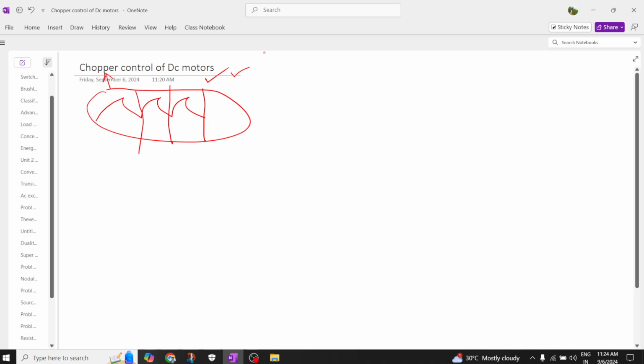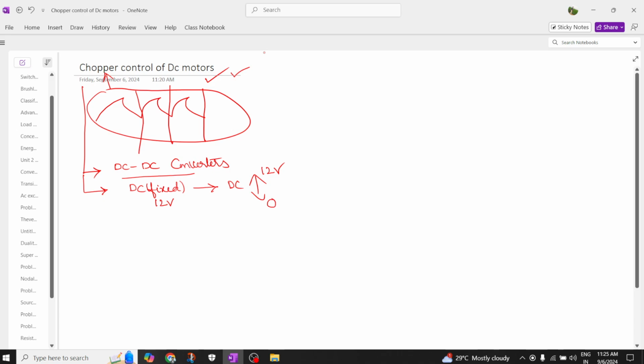So now, coming to what is meant by a chopper. These choppers are also called DC to DC converters. The purpose of the chopper, or converter, is to convert a fixed DC value into a variable DC value. Fixed DC means, for example, some 12 volts. We are going to have the output voltage variable from 0 to 12. This sort of thing is performed by choppers, which are also called, in short, DC to DC converters.